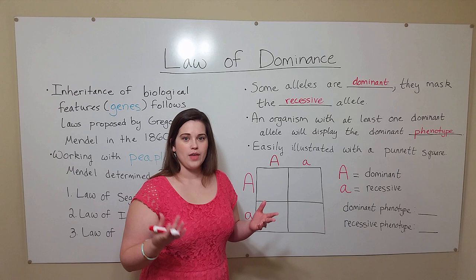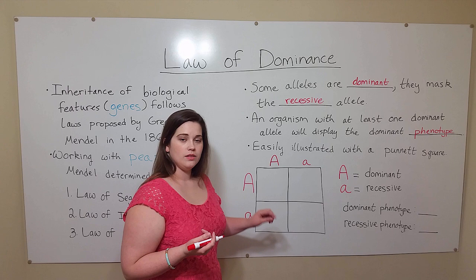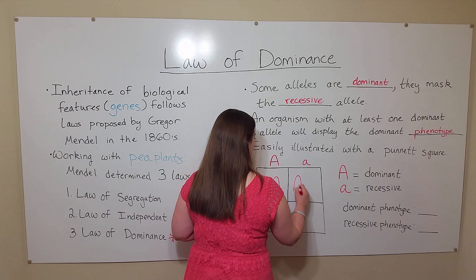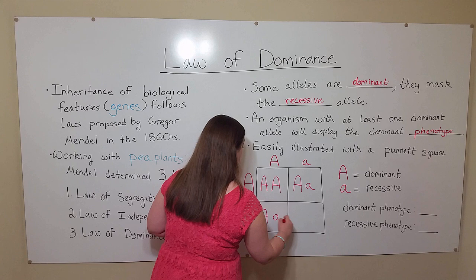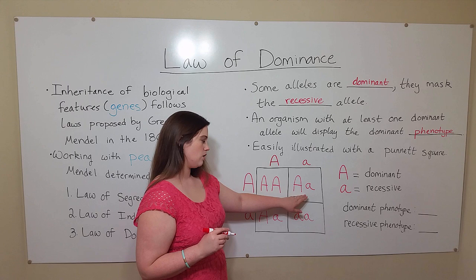Now let's fill in the Punnett square. Remember that with each of these squares, we fill in the one allele that comes from the mother and the one allele that comes from the father. Here's what that looks like. And remember, when filling in the Punnett squares, the normal convention is that whenever you have a heterozygous individual, the dominant allele, so the capital A letter, is written first.